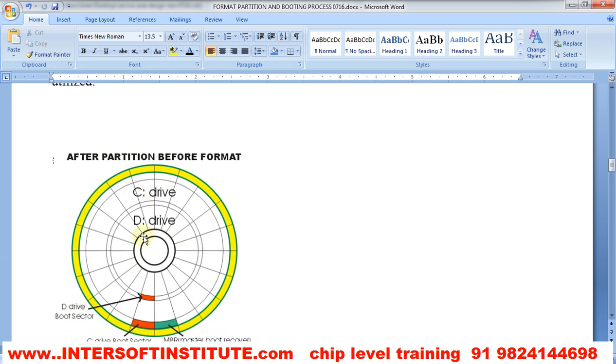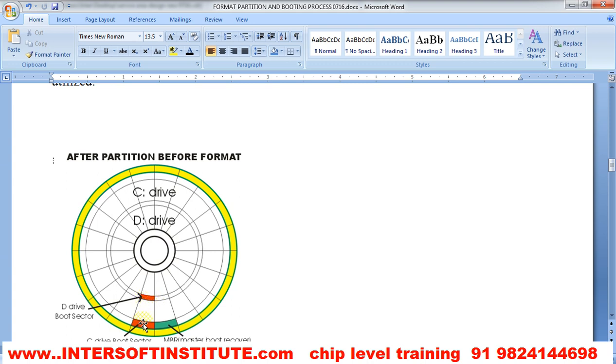After making the partition C and D drive, it will make one cluster, number 1, as the MBR, and the next cluster will be the boot sector of C drive, and another is for D drive. Here it only creates the boot sectors in the partition. When we create a format, then it will arrange all the tracks and sectors and addressing like that. So first of all, it will create the boot sectors of those partitions.